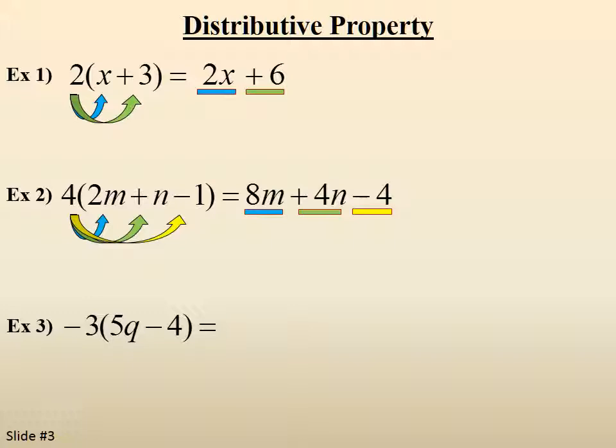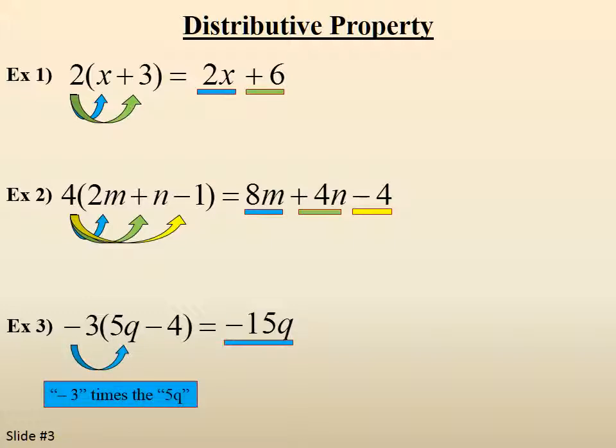So negative 3 times 5q would be negative 15q. And a negative 3 times a negative 4 is a positive 12.